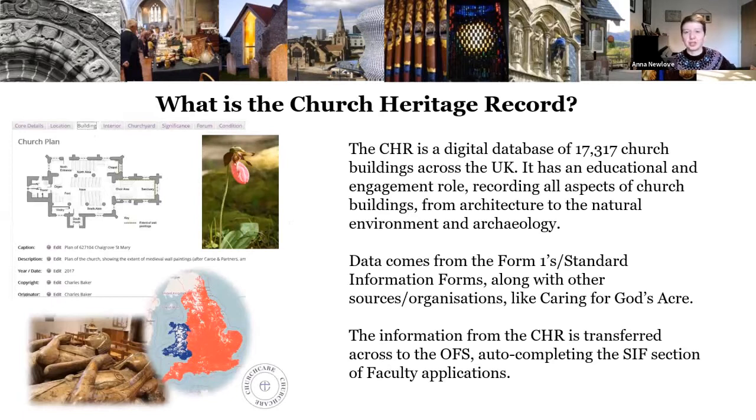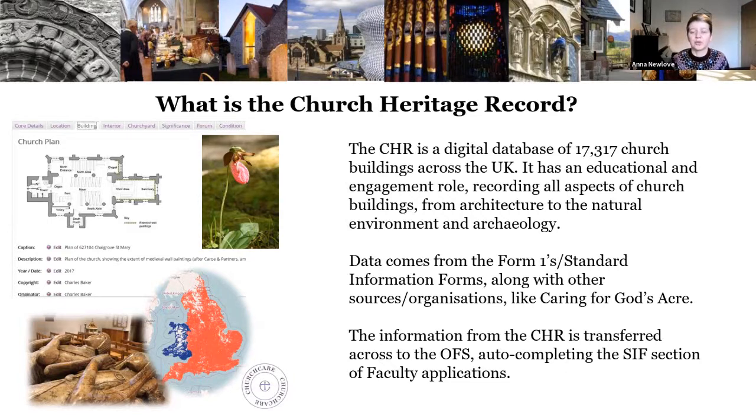So looking at the church heritage record first, this is a digital database of all of the consecrated church buildings across the UK. There's over 300 of those on the system within the Diocese of Carlisle. It's designed to have an educational and engagement role. Members of the public can search for church buildings and find out information they may want to know, whether that's architectural, archaeological, or to do with the natural environment of churchyards.